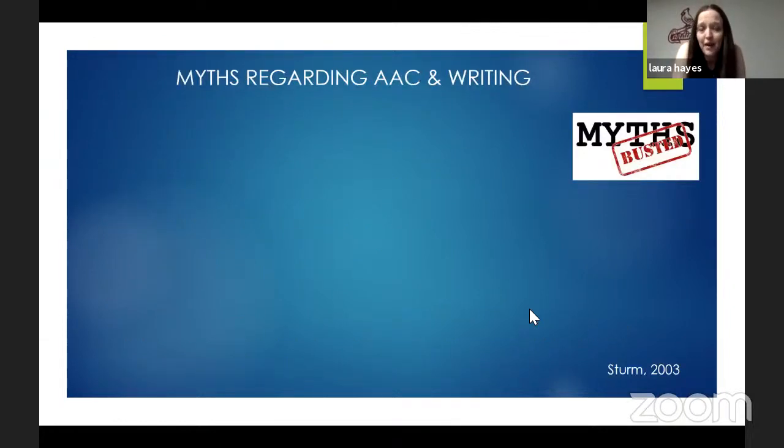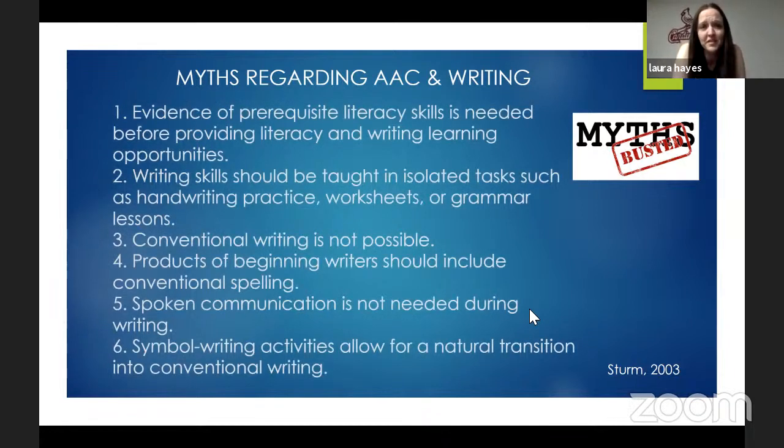But in thinking about what research tells us about individuals with disabilities, there are a lot of myths that go around AAC and writing. What do those myths look like? Just a few of them that Sturm investigated in 2003. They found that people thought that there are a lot of prerequisite literacy skills that must be required before you can expose someone to writing and learning opportunities.